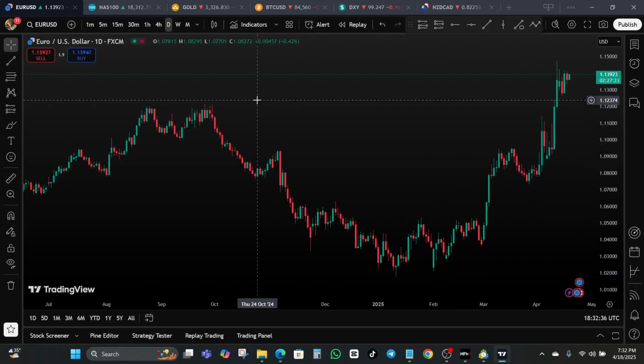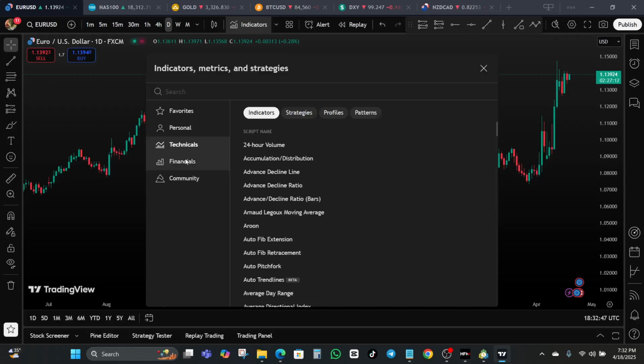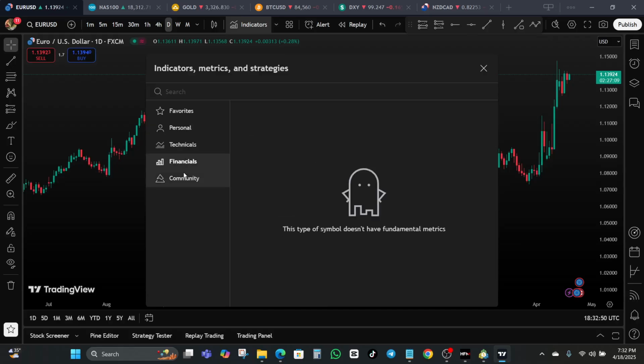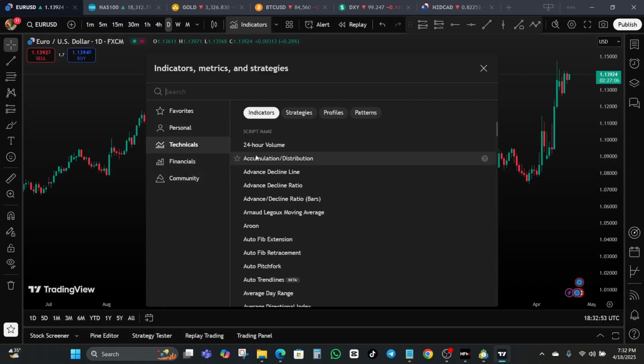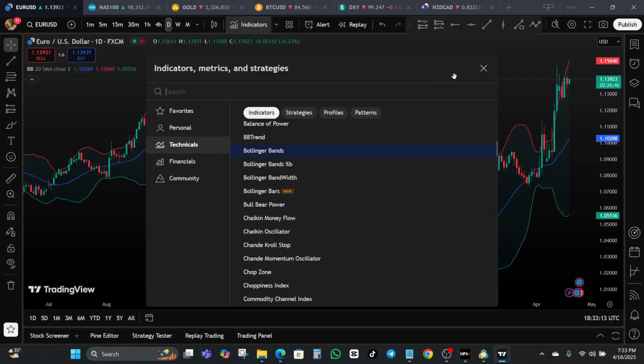So on your chart, you click the indicators button at the top. You'll see a huge library of built-in indicators and custom scripts. There are actually a lot of indicators available on TradingView. For now, just stick with the built-in ones like moving averages, RSI, MACD, and Bollinger Bands. Let's just talk about some popular ones. Now you can just click on any of them, and they'll instantly appear on your chart.